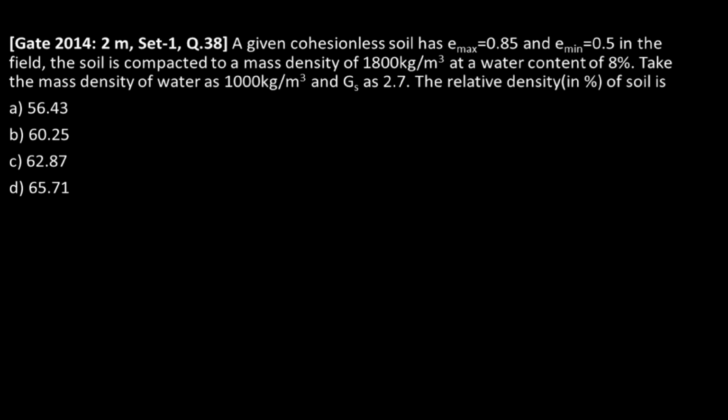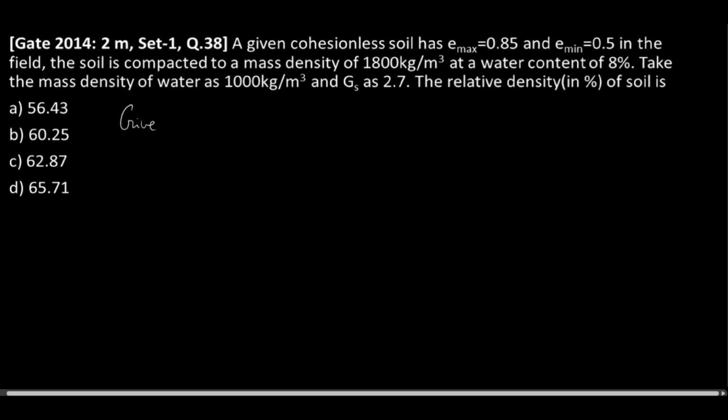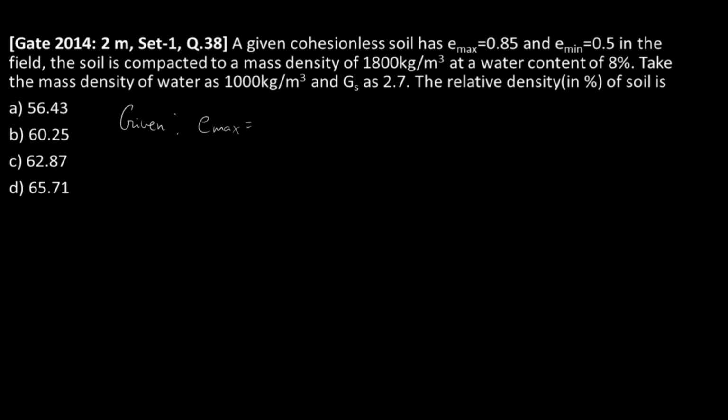In this question, first we'll write down the given data. Given: E max equal to 0.85, E minimum, which is maximum void ratio and minimum void ratio, equal to 0.5. The soil is compacted to a mass density, mass density or bulk density, you call it anything, of 1800 kilogram per meter cube, and water content as 8 percentage, which will be equal to 0.08.